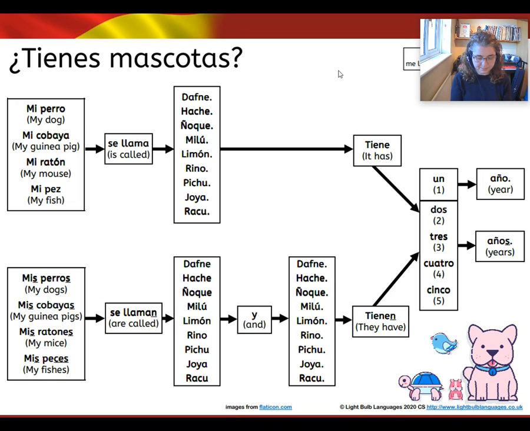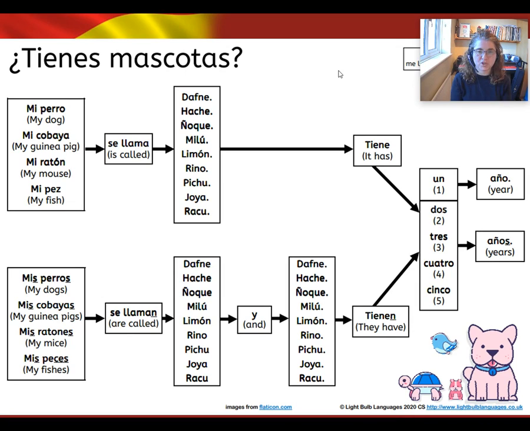Let's try another one. Mi pez se llama Pichu. Tiene 1 año. Mi pez se llama Pichu. Tiene 1 año. Did you find them all? Yeah, so that one as well went along the top line.